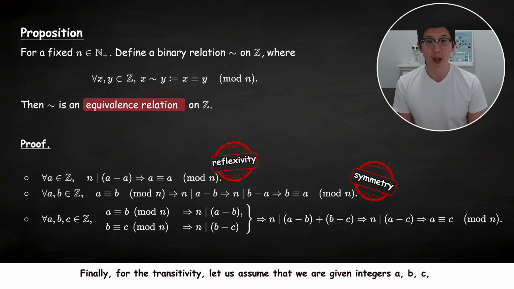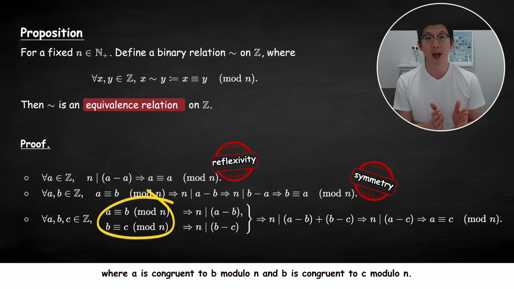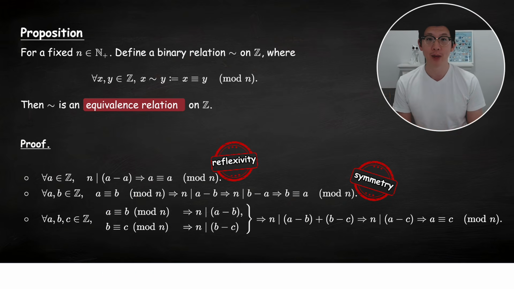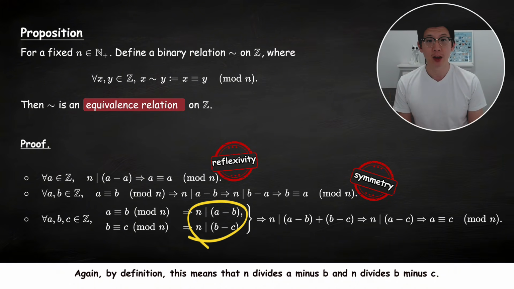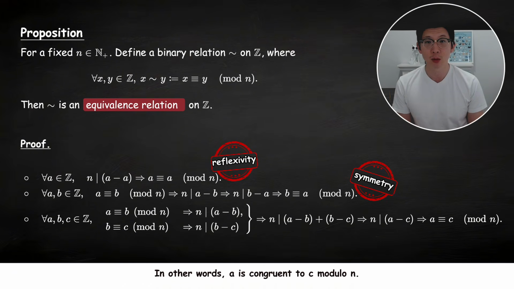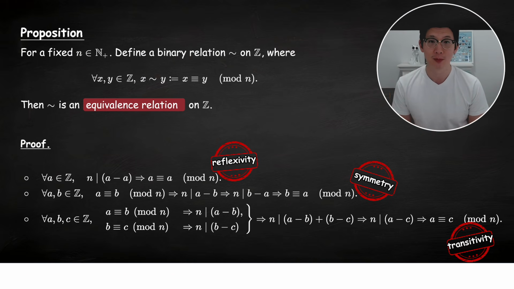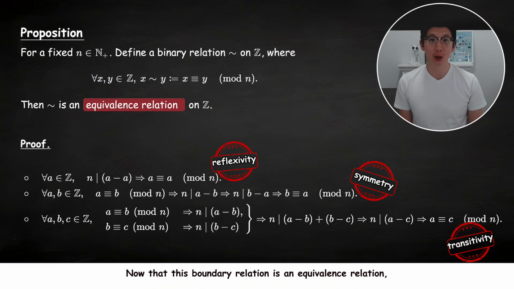Finally, for the transitivity, let us assume that we are given integers a, b, c, where a is congruent to b modulo n and b is congruent to c modulo n. Again, by definition, this means that n divides a minus b and n divides b minus c. Since n divides each of them, n divides their summation, which is precisely a minus c. In other words, a is congruent to c modulo n. This proves that this binary relation given by congruence modulo n is indeed an equivalence relation on the set of integers.